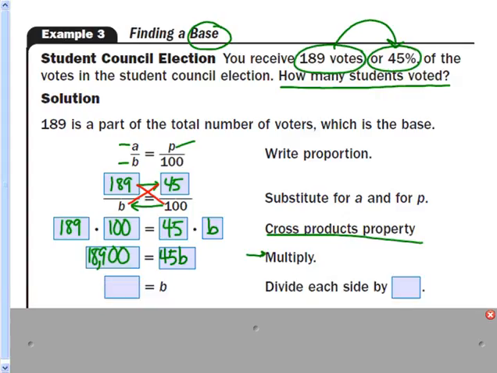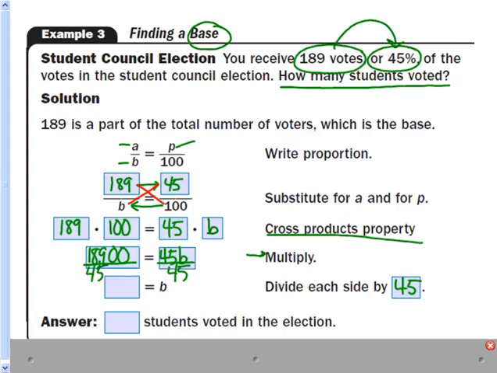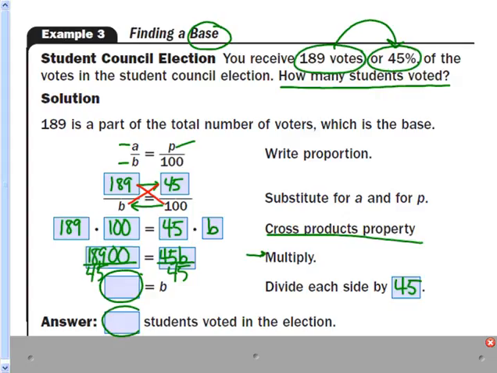All right, we want to solve for b. b is being multiplied by 45, so we're going to divide each side by 45 to see what happens. I'm going to assume you have your calculator with you and you can finish this problem to find what b is and answer the question. That would bring you to the end of example 3.